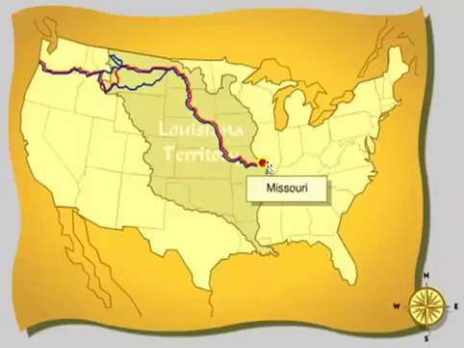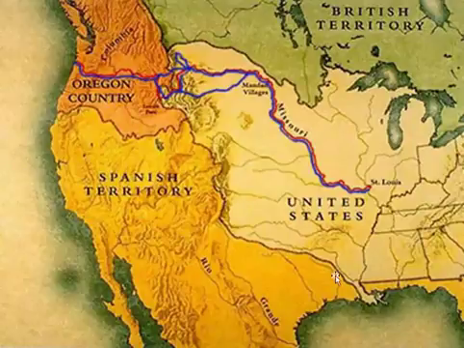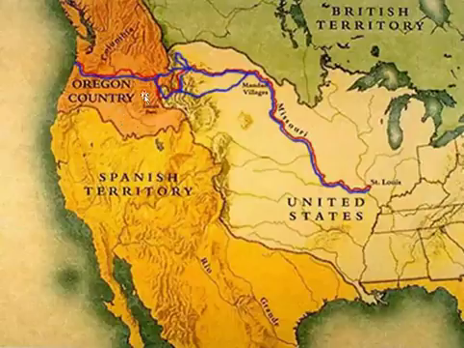Alright, so from Missouri here, all the way over through the Louisiana Territory. Lewis and Clark don't stop in the Louisiana Territory. They actually go into the Oregon Territory, Oregon country. We'll look at a different map here. They go into the Oregon country here that we're going to later claim as a territory, but right now it does not belong to the United States.